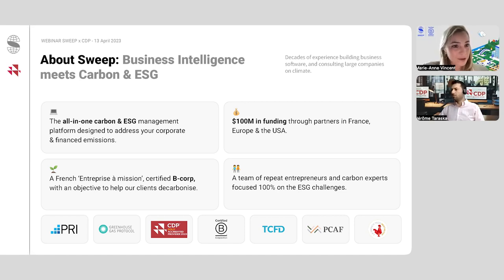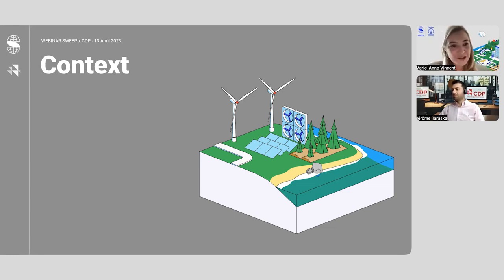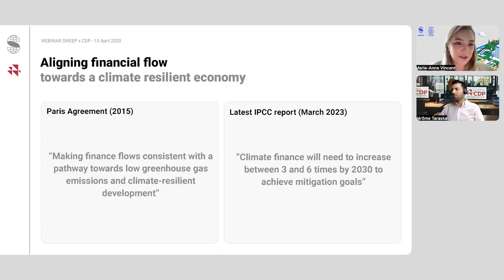I think now we can jump into today's discussion. So a few words about the context, why we're here and why we are talking about finance emissions. In 2015, during the COP21, the Paris Agreement recommended for the first time to align public and private financial flows towards a low carbon economy.